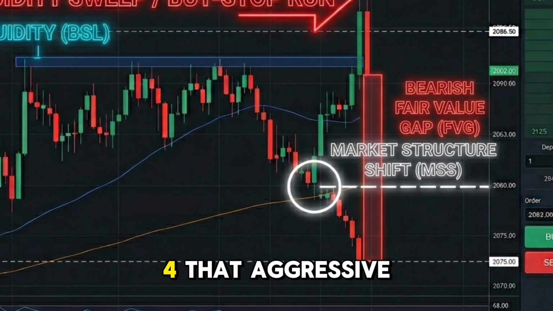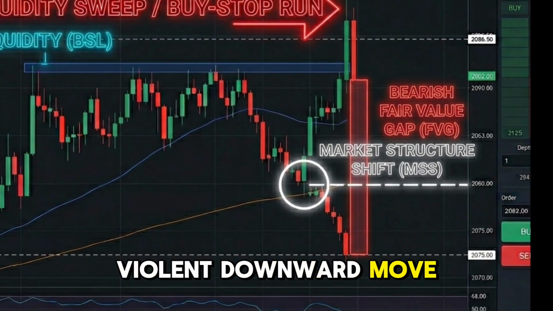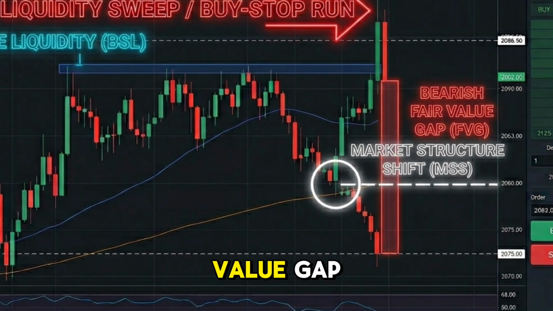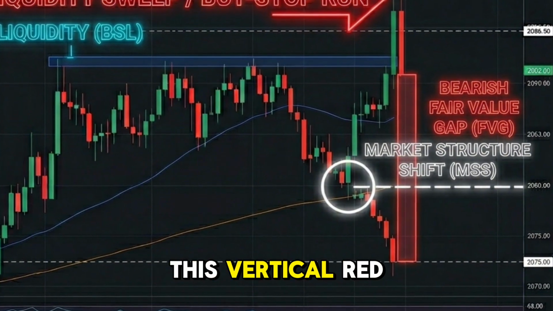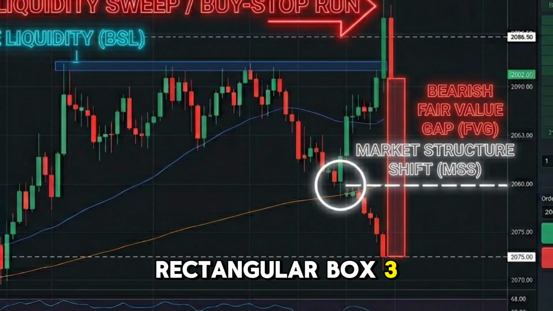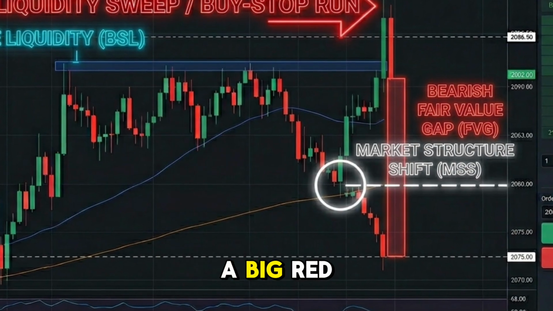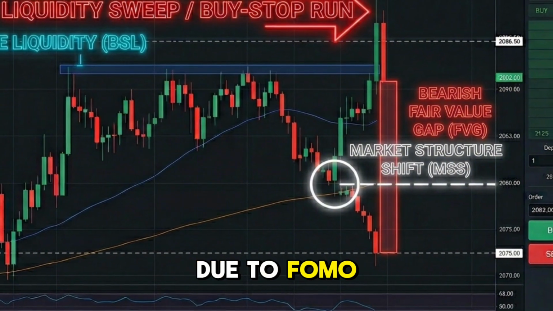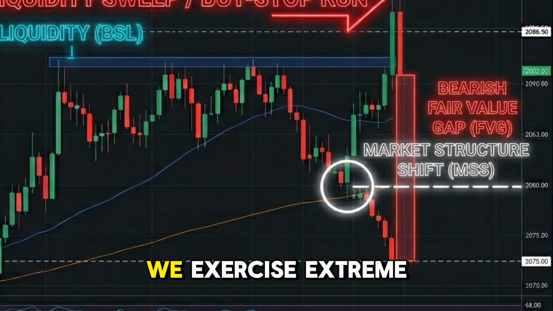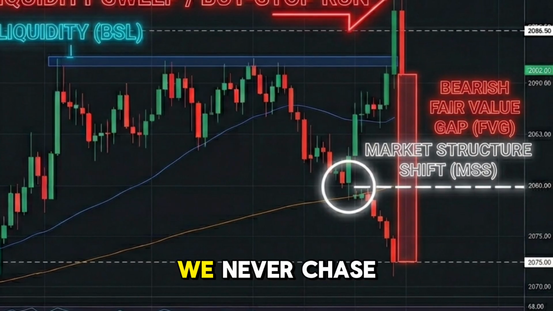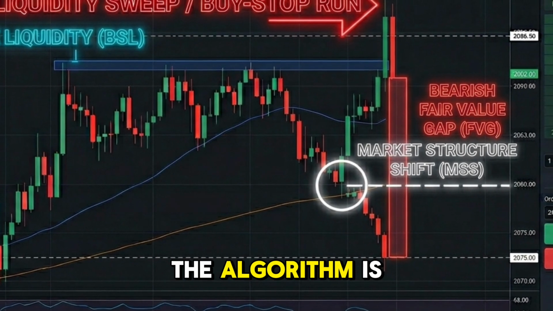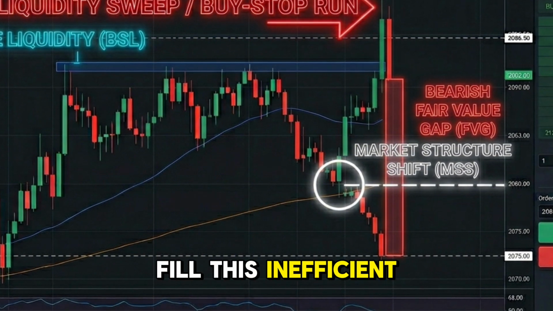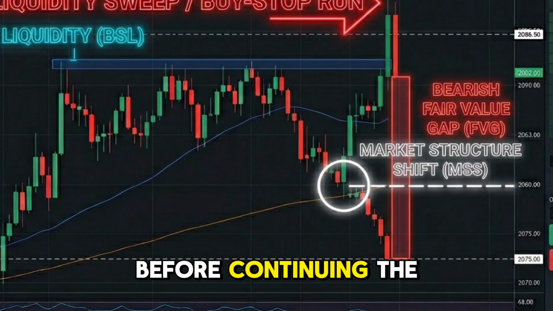Look at image 4. That aggressive, violent downward move left behind a massive imbalance in price delivery. This imbalance is our bearish fair value gap, cleanly outlined by this vertical red rectangular box. As retail traders, when they see a big red candle, they panic and press the sell button at the very bottom due to FOMO. But as smart money hunters, we exercise extreme discipline. We never chase price. We know that the algorithm is legally designed to pull the market back up to mitigate and fill this inefficient premium gap before continuing the markdown.